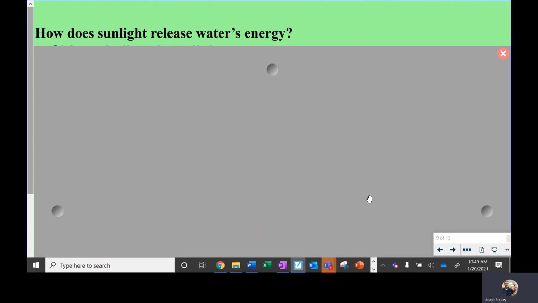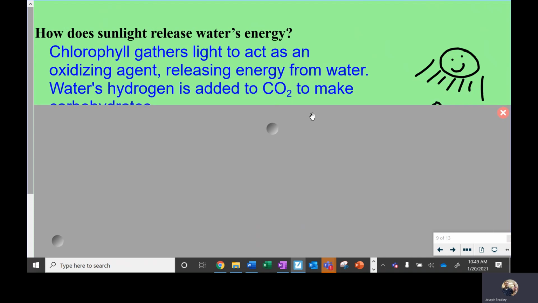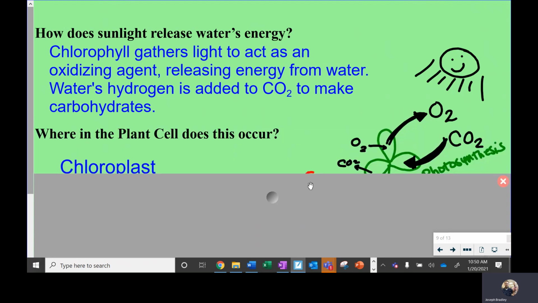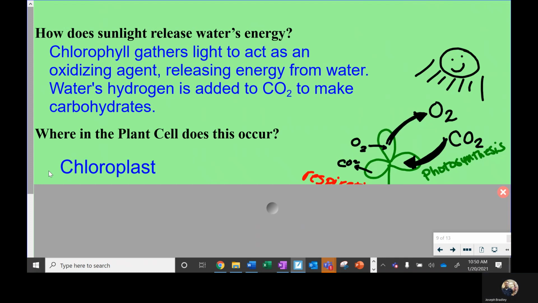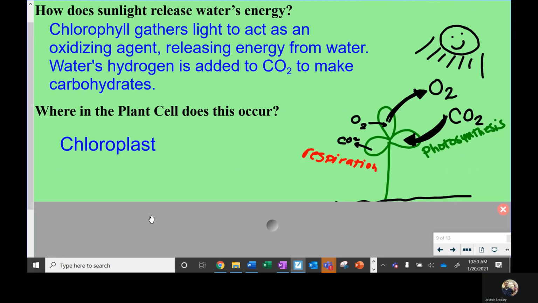So the question was, how does light actually get water's energy? Well, there's a molecule called chlorophyll, and what chlorophyll does is it acts as an oxidizing agent. Once it gathers light, it can break off the hydrogen off of water, releasing the oxygen that's left over, and add it to CO2 to make the carbohydrates. Photosynthesis is going to take place in the chloroplast.